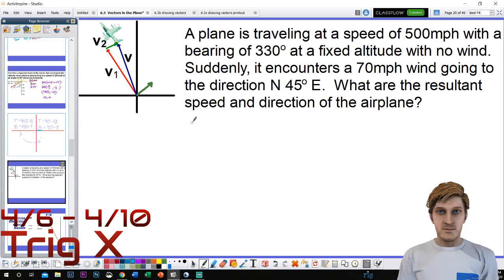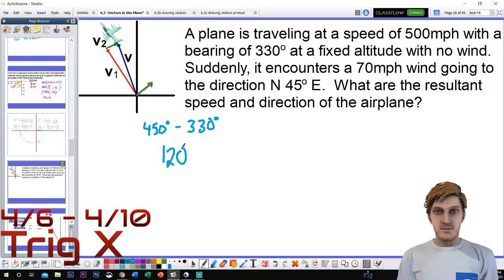The first one was 330 degrees, which in bearings, remember, starts here and works its way around. That is definitely in quadrant 2. So I'm going to take 450 degrees minus the 330. In trig land, that would give me 120 degrees. These are trig degrees, and this is for my plane.